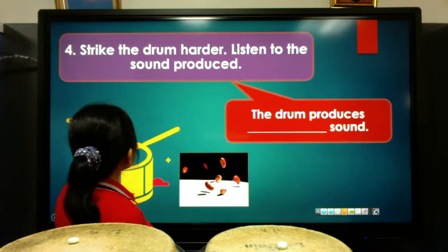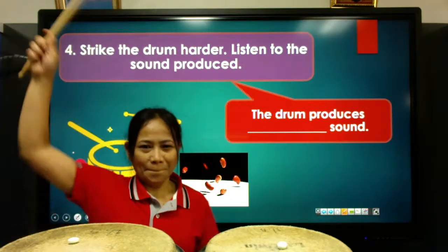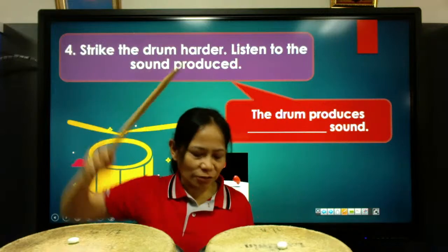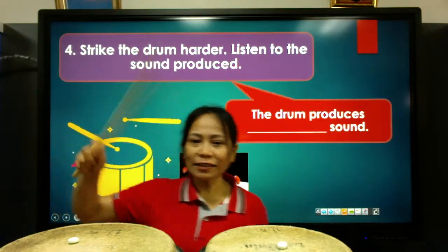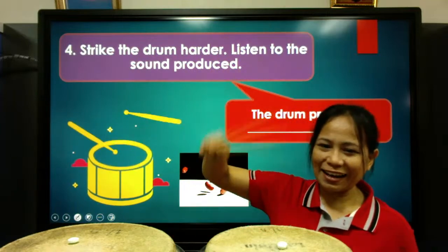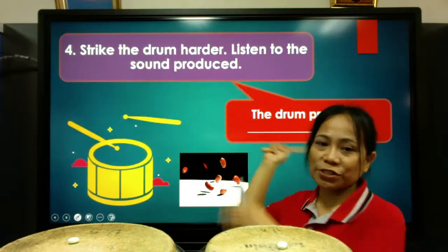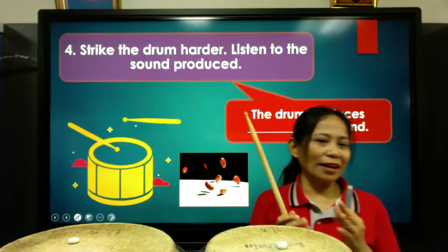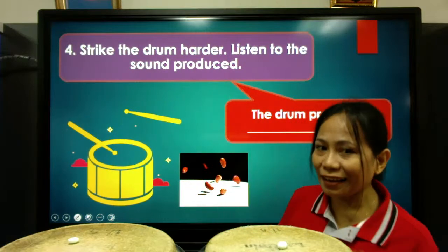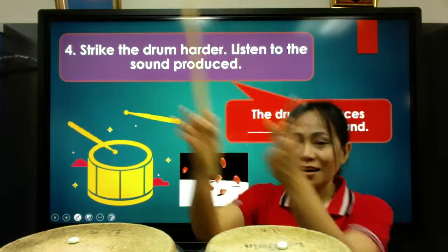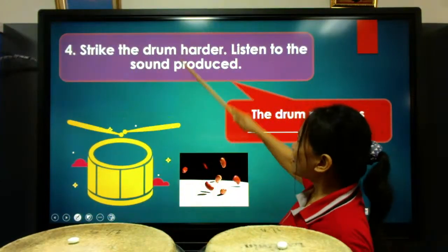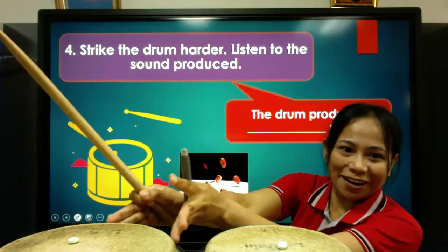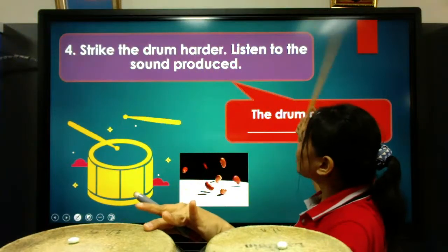In number 4, strike the drum harder, with all your force, with all your energy. Striking the drum represents your energy. When you strike very hard, you exert more energy. When you strike the drum very slowly, you exert less energy. Less energy, and more energy. So in number 4, strike the drum harder, really hard. This one, right? Listen to the sound produced.